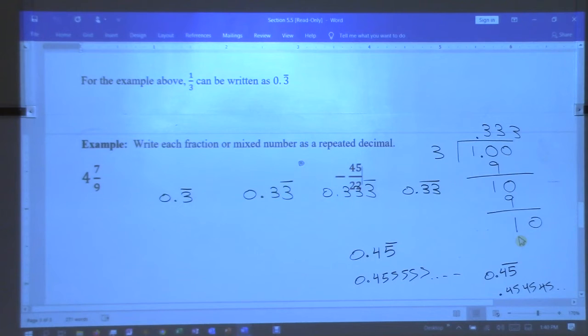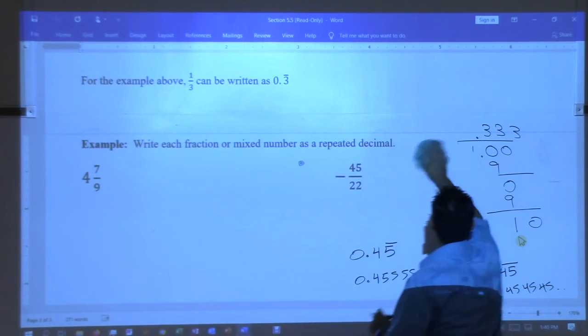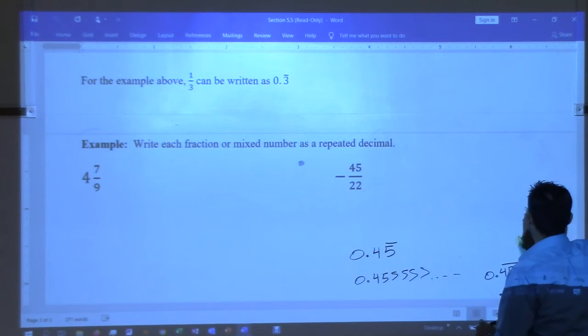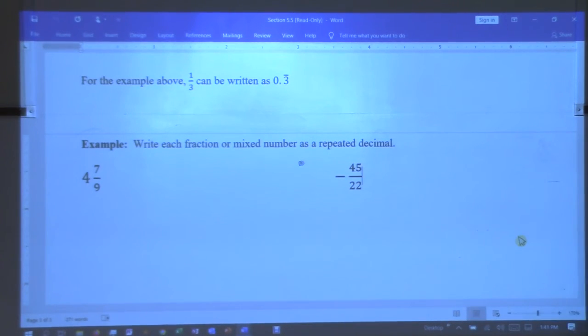Okay, let's try one of these. All right, so first on your calculator, 7 divided by 9. What do you get when you get 7 divided by 9? 7, 7, 7, 7, 7, 7, 7, forever? No, it has an 8 at the end. So your calculator rounded.